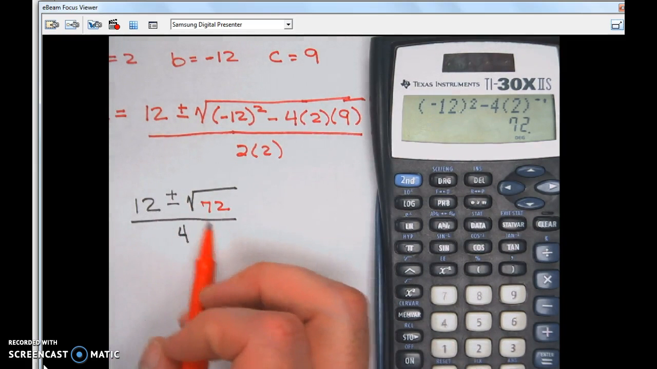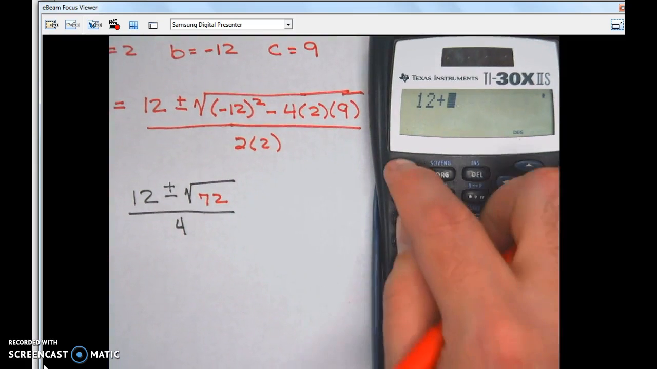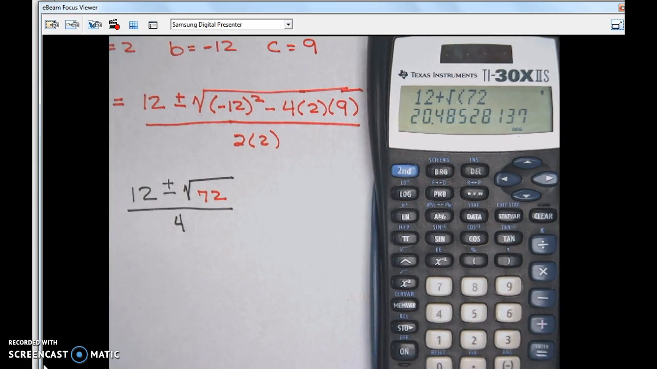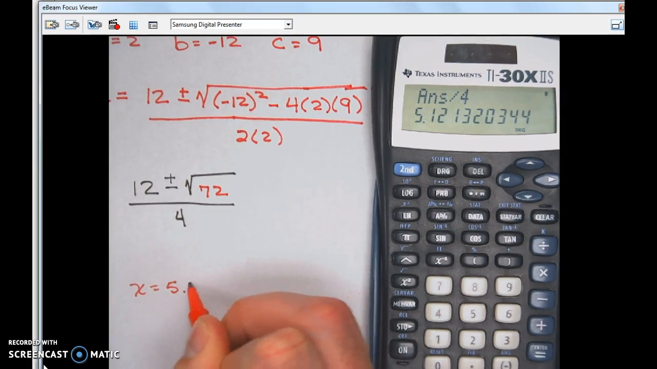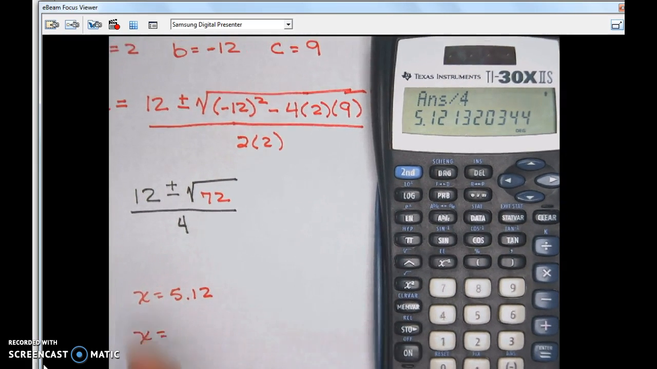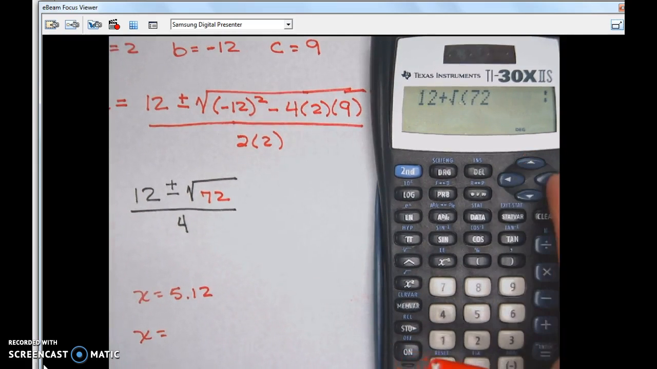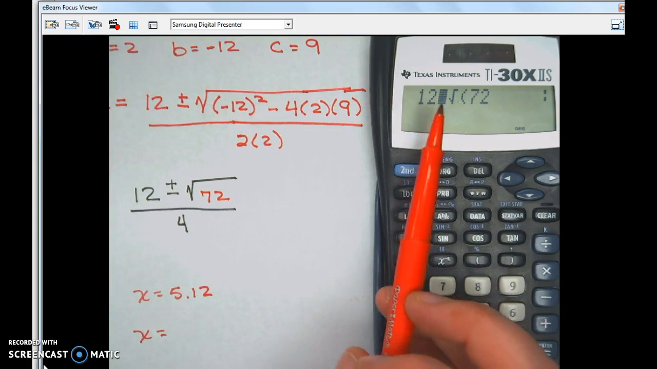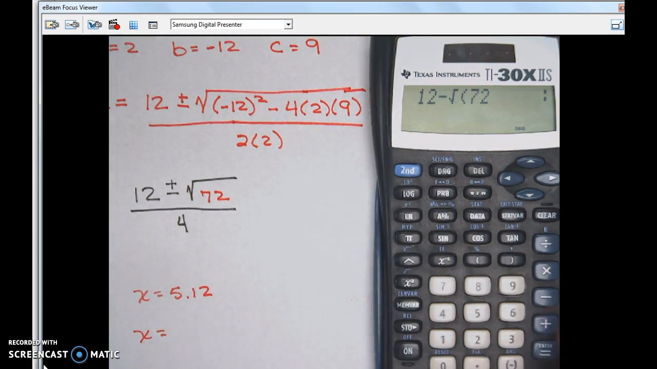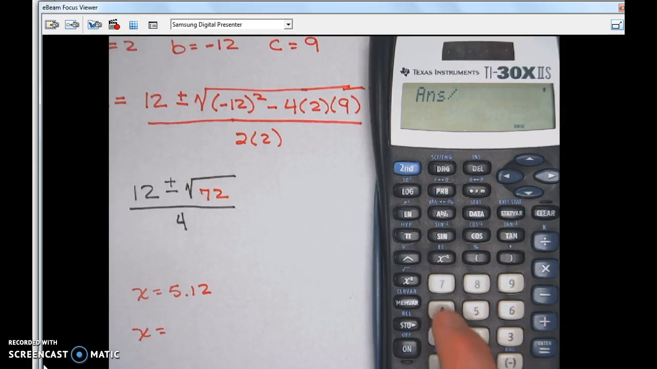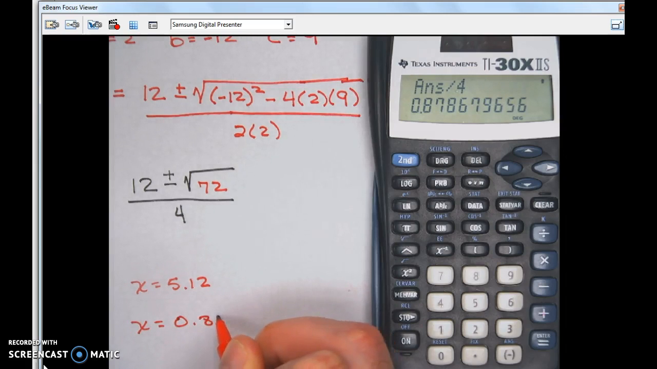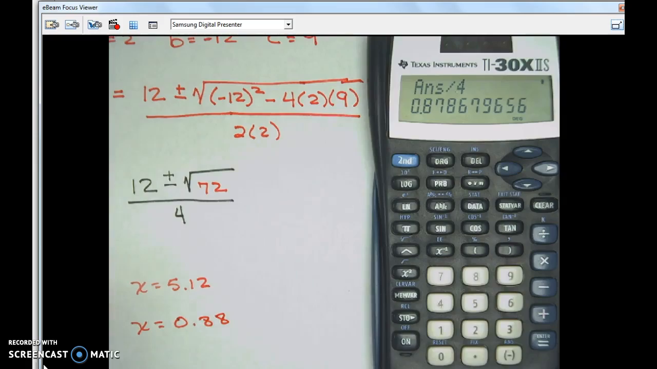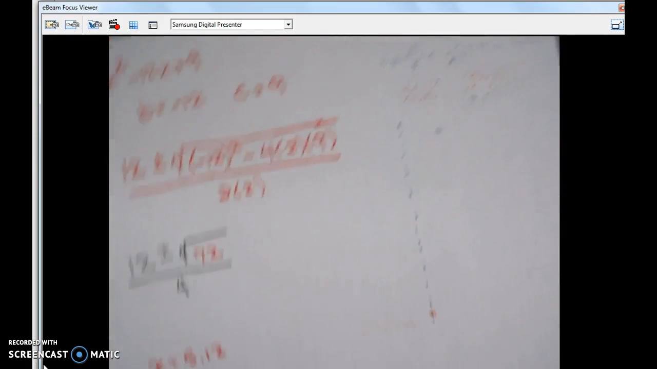Remember, these are two different problems, 12 plus and 12 minus. So 12 plus the square root of 72. Don't forget then to hit enter and then hit divide by 4. So one of my answers is 5.12. The other is if I go back up, I can hit the up arrow and switch my plus sign to a minus sign. So 12 minus square root of 72, all divided by 4. I also get x equals 0.88 roughly. So those are my two. So remember that 5.12 and 0.88.